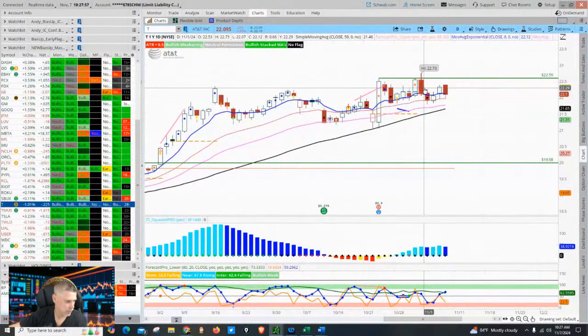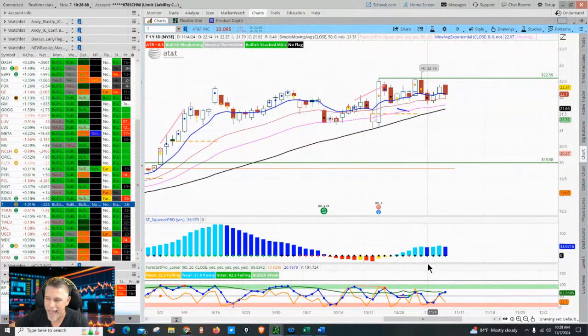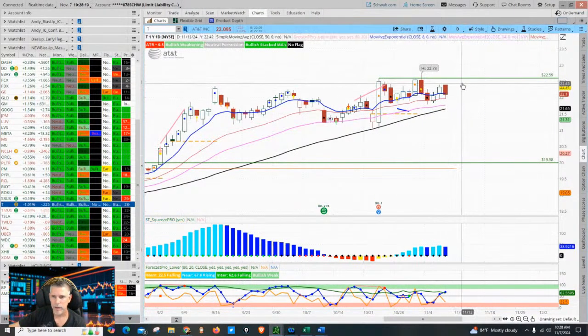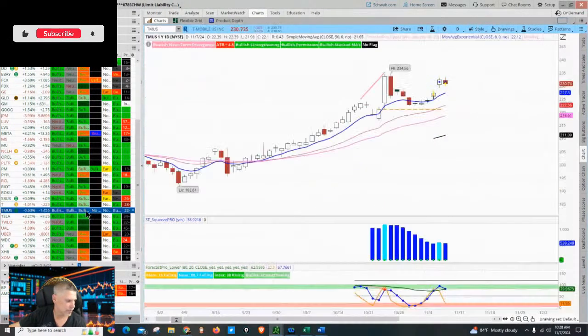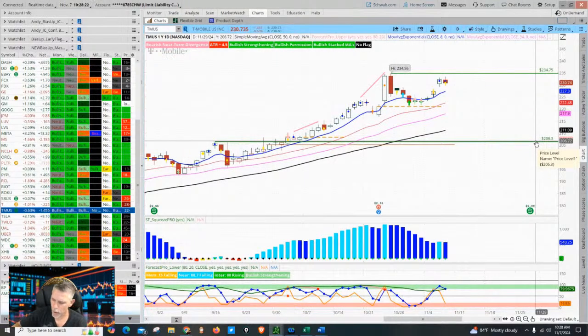AT&T. Oh, bam. I don't even know. You never know if it's a real call anymore. That's what's crazy. Black squeeze, right? That's it. Low compression squeeze. It gets up a little bit higher, I'll put a breakout setup. TMUS, breakout, baby. T-Mobile, breakout setup. All right, nice.